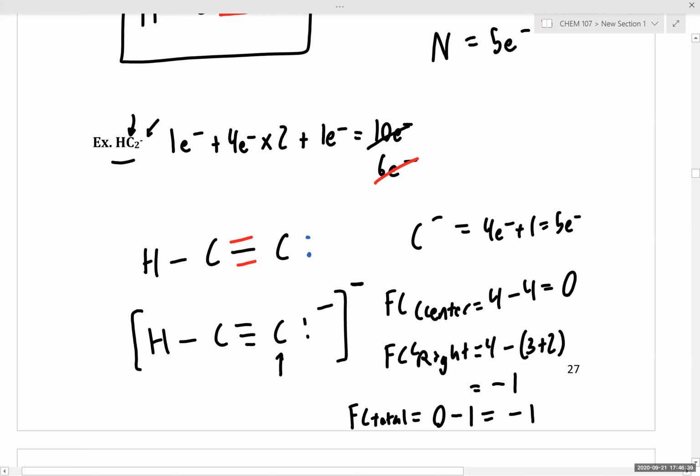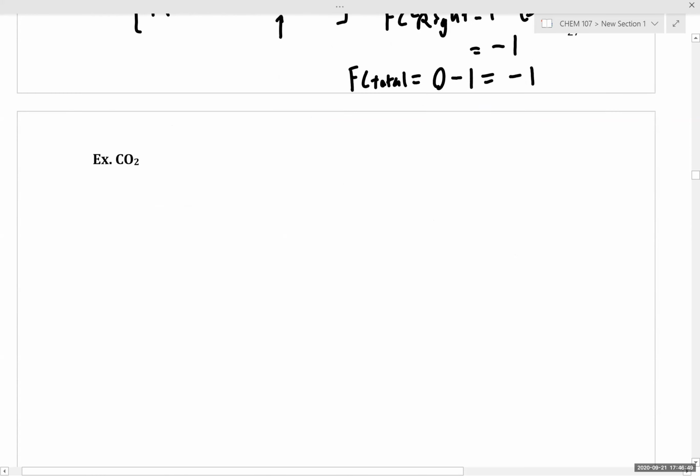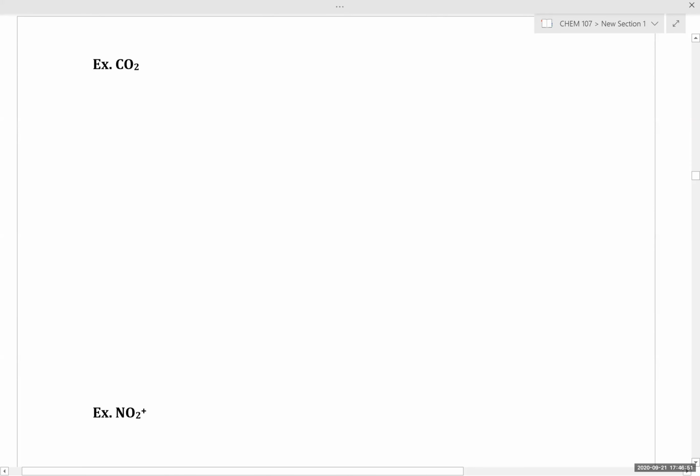So as you can see, you can draw structures from scratch, or you can use the analogy method. Both are valid. Let's keep going and let's look at the next pair of examples. I'd like you to draw Lewis structures for carbon dioxide and NO2+.